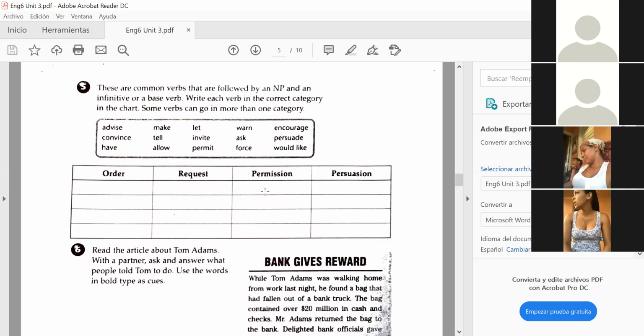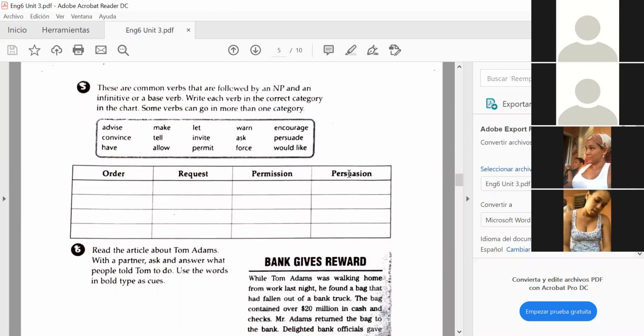Let's take, for example, let. Let is here. Look, this one. What do you say? This is a question for you. Where are you going to put let? Are you going to place it in order, request, permission, or persuasion? I'm going to give you 1 minute to think about it. You can raise your hand and let me know.